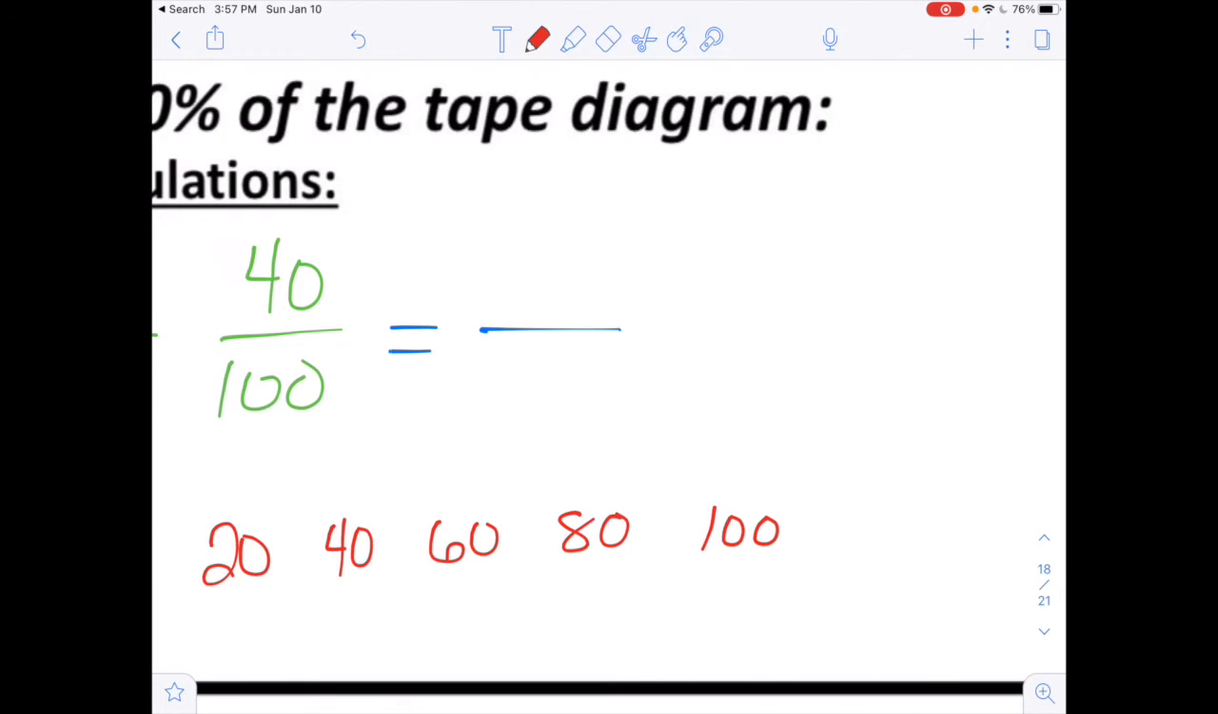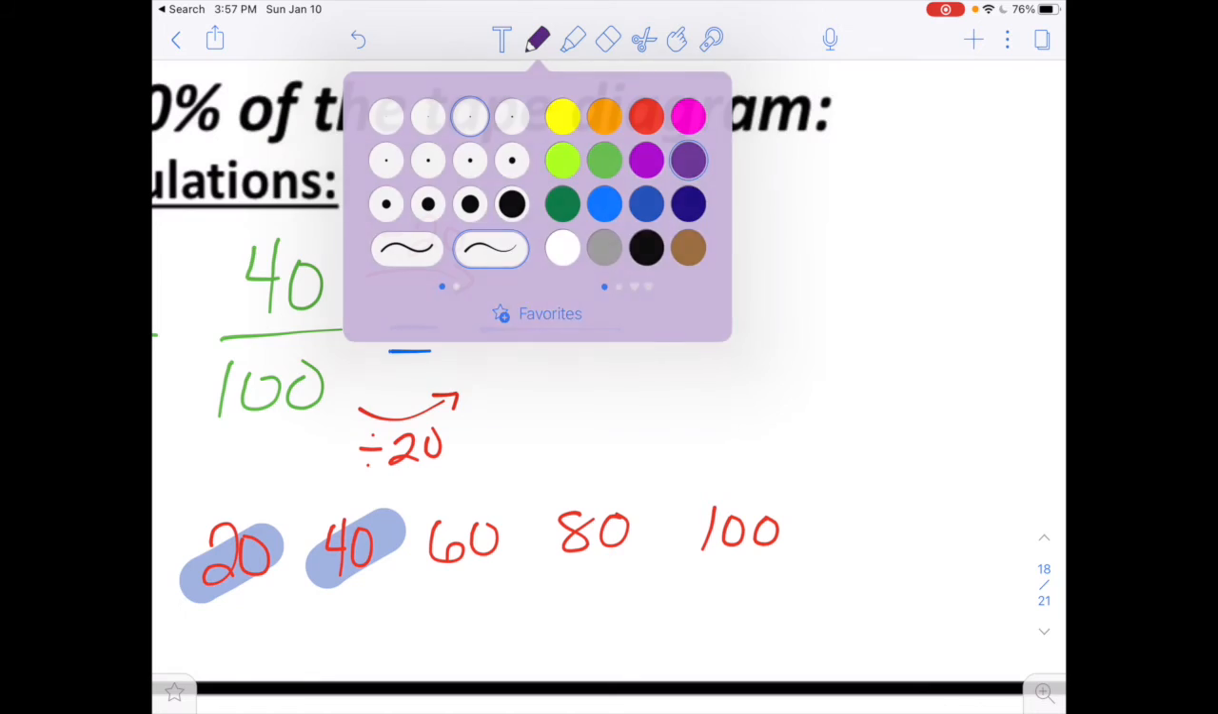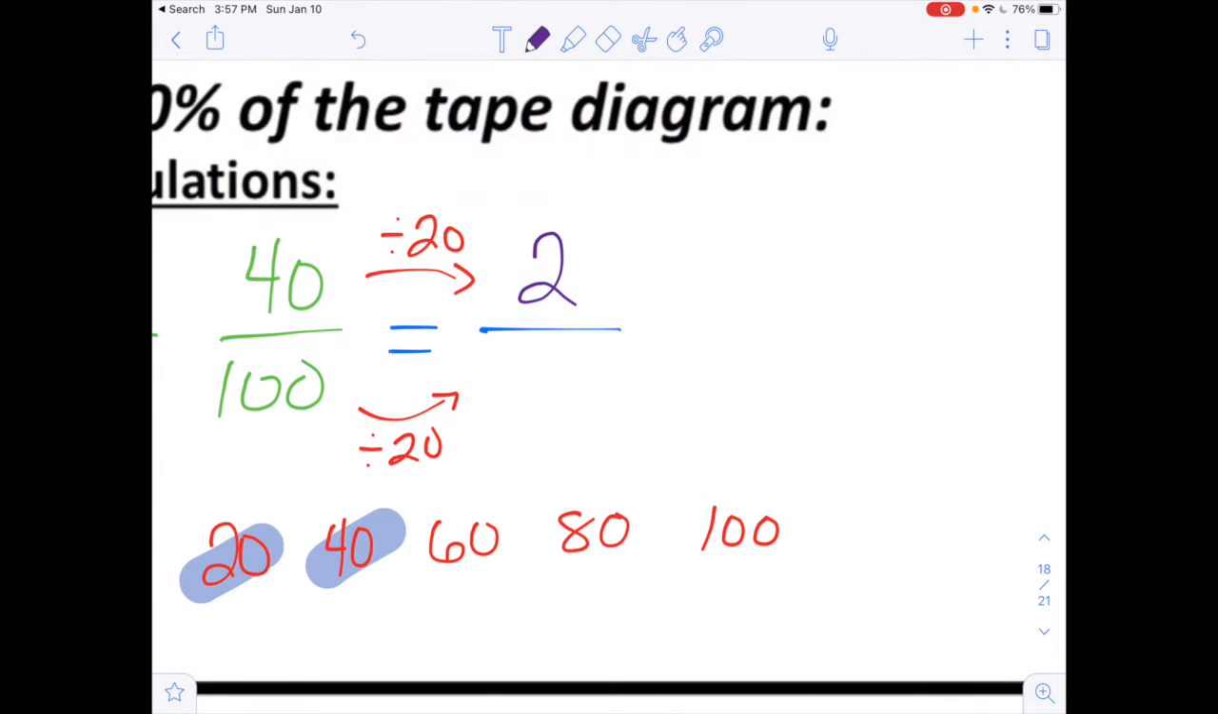I can now divide by 20, divide by 20, and I can just count across. It took 1, 2 of those to get to 40, so that's going to be 2, and then to get to 100 it was 1, 2, 3, 4, 5 total, so it's 2/5.